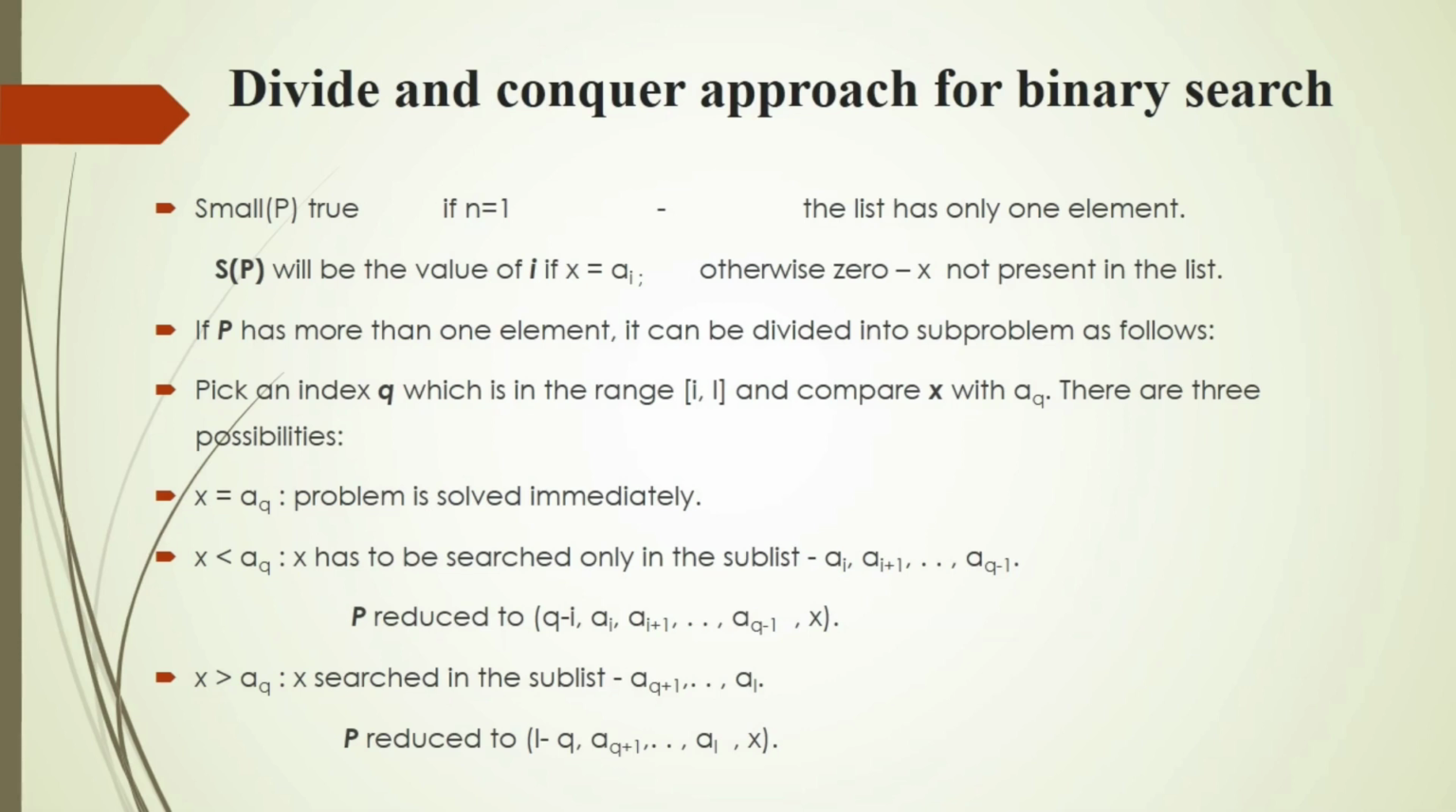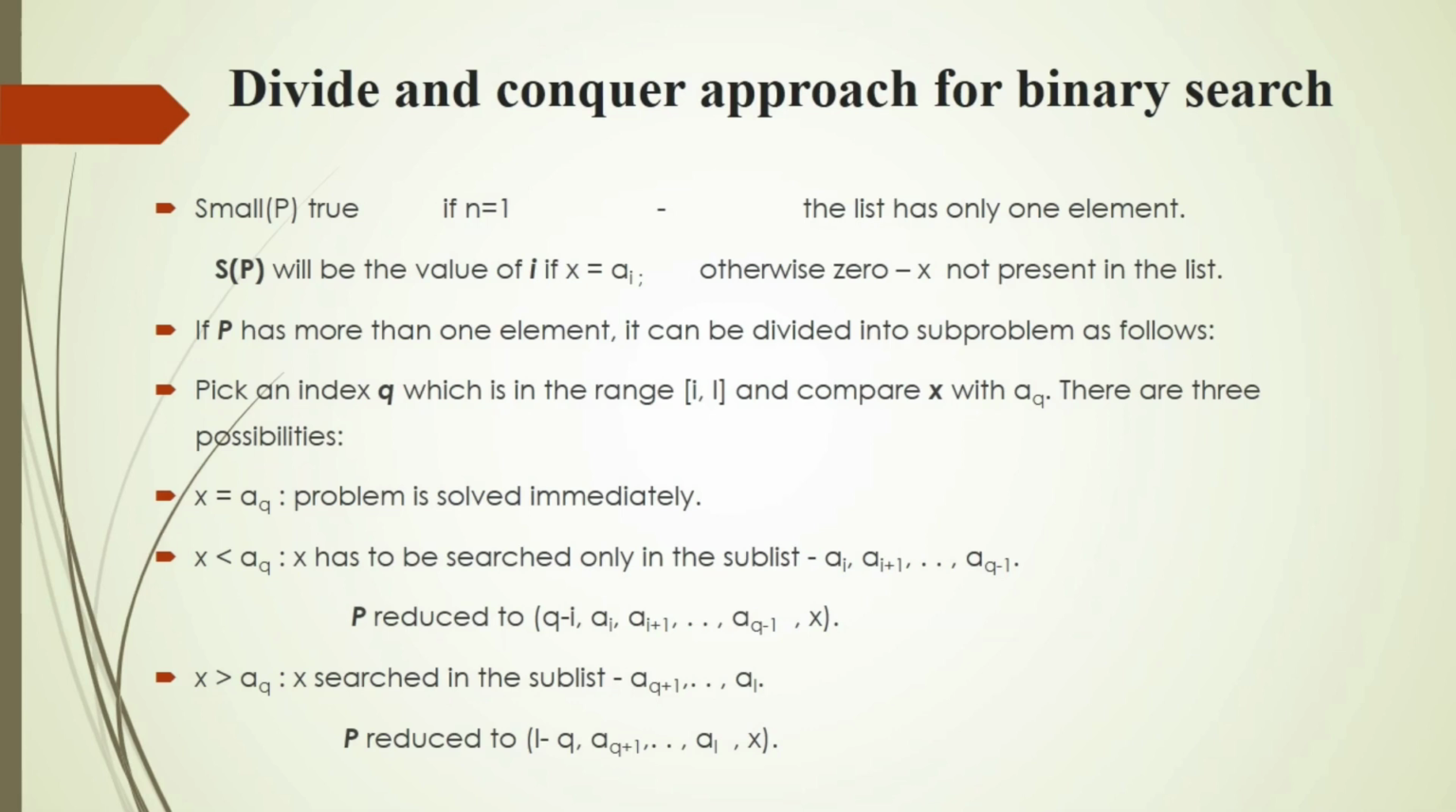So if small(P) returns false, that means the size of the problem is more than one element, and then it should be divided into subproblems. Now the subdivision is done as follows. You are going to select an index q, which is any value between the index of the first element up till the index of the last element, that is n. Then x, the key element, is compared with the element which is present at the index q in the array A. There are three possibilities.